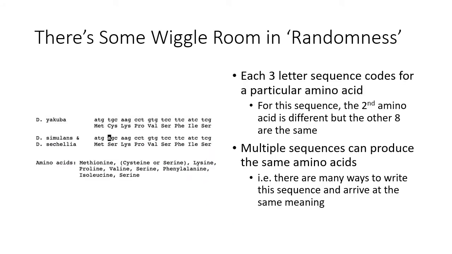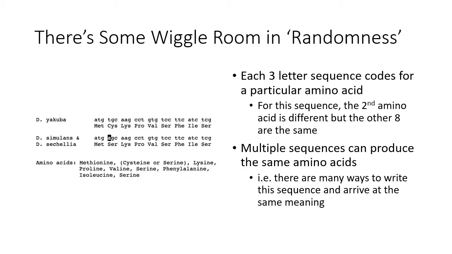And so an interesting thing about this is, of course, there's some wiggle room in randomness, which is basically each 3-letter sequence codes for a particular amino acid. So if you want to go ahead and follow along, you see most of the amino acids here are the same, except that simple base pair change changed the actual amino acid sequence. And there's just a list of them. But one of the interesting things is that multiple sequences can produce the same amino acids. So basically, there are many ways to write this sentence and arrive at the same meaning.